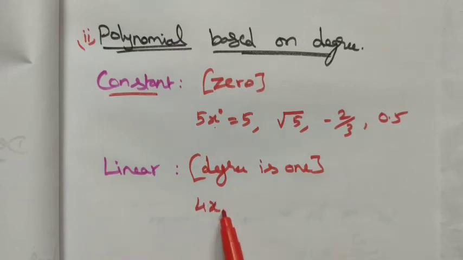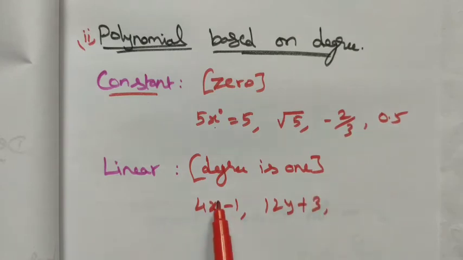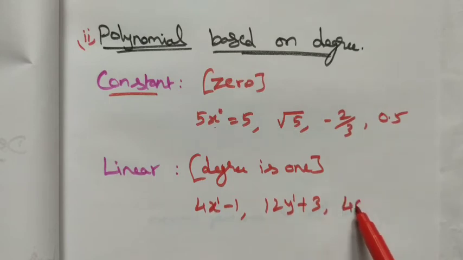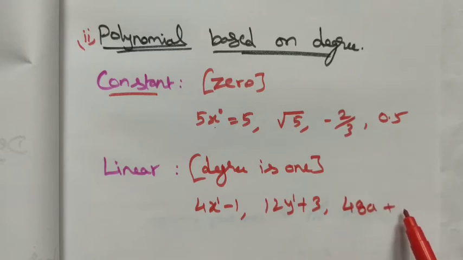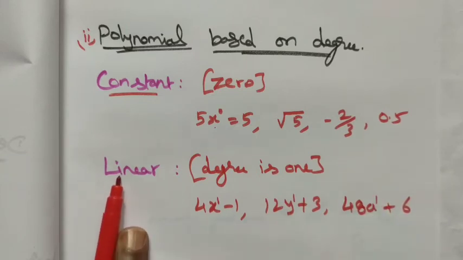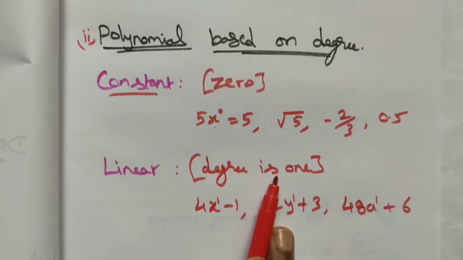For example, 4x minus 1, 12y plus 3, right? See, the variables have the power 1. 48a plus 6. These are the examples of linear polynomial. Linear means 1. The degree of the polynomial is 1. See, here also 1, here also 1, here also 1. These are examples of linear polynomial.